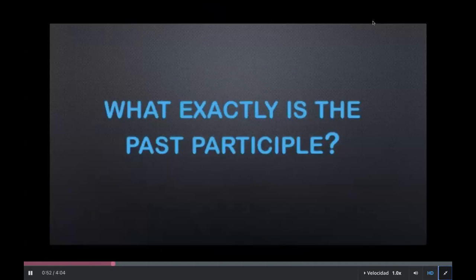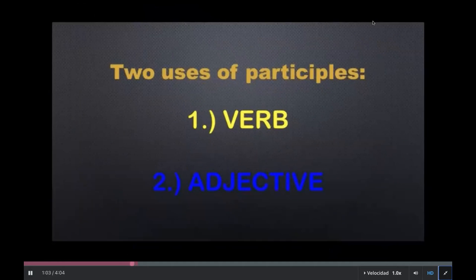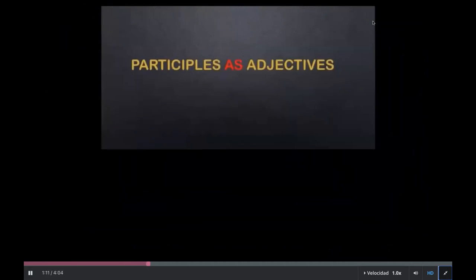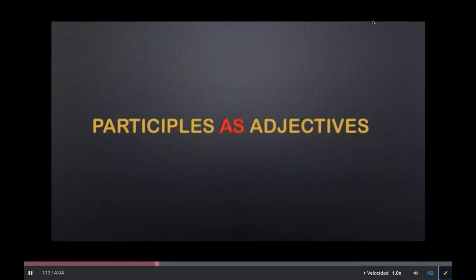Before we begin, I want to go over what exactly is the past participle. The past participle is the form of a verb typically ending in ed in English that is used in forming perfect and passive tenses and sometimes as an adjective. In this section, we'll study participles as adjectives.